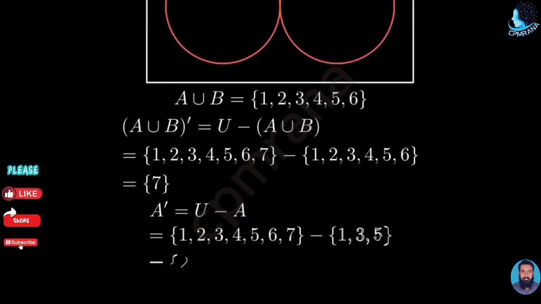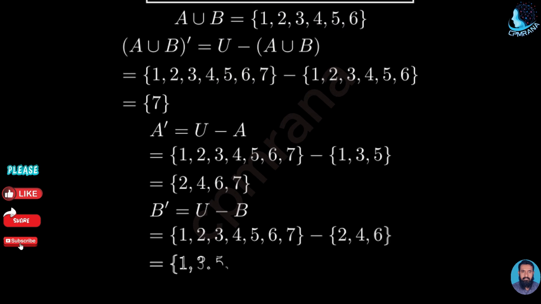Next, we calculate the right-hand side, A complement intersection B complement. First, we find A complement, U minus A. This gives us the universal set minus the set containing 1, 3, 5, resulting in 2, 4, 6, 7. Now, for B complement, U minus B. This gives us the universal set minus the set containing 2, 4, 6, resulting in 1, 3, 5, 7.